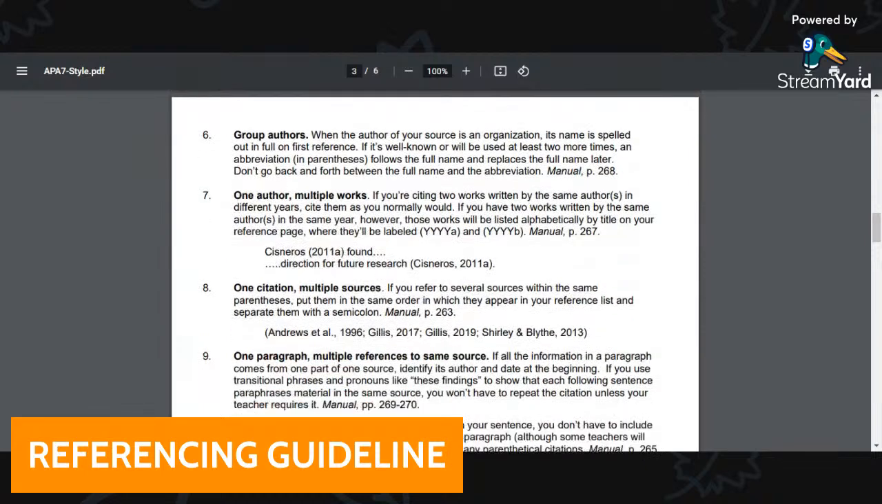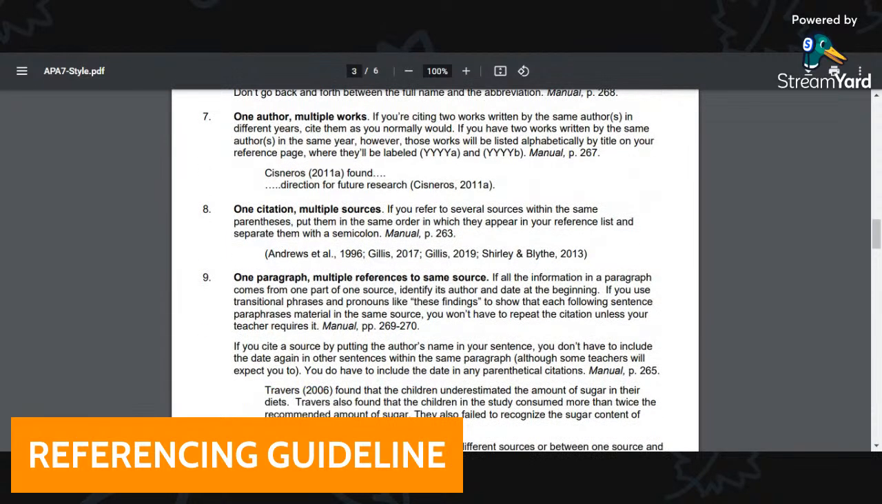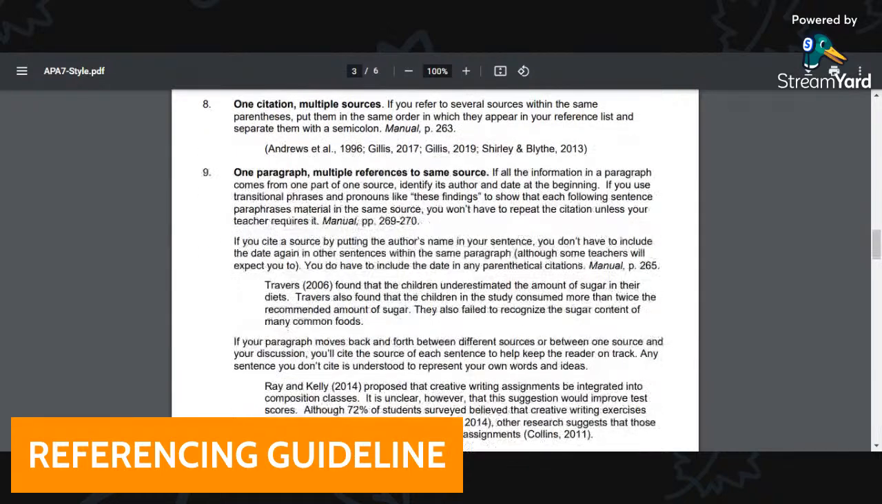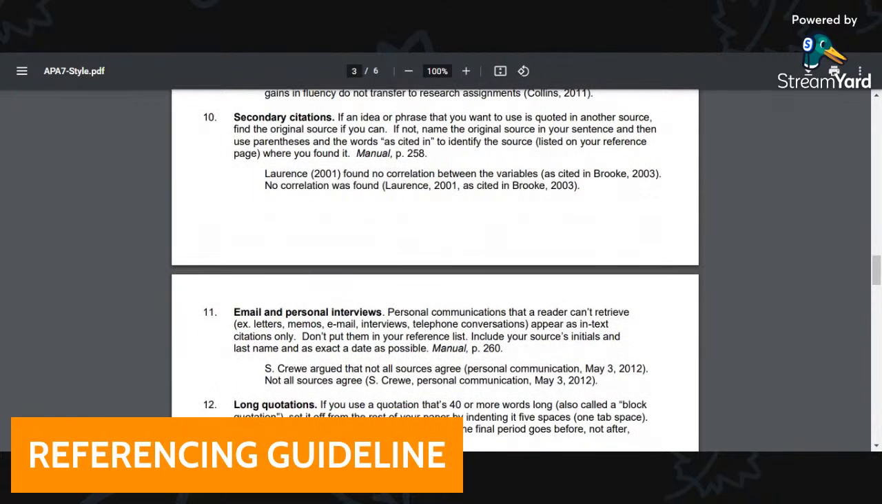If you refer to several sources within the same parentheses, put them in the same order in which they appear in your reference list and separate them with a semicolon. Example is here, one paragraph. Another is secondary citation, how we have to provide the secondary citation. You can use it accordingly according to the APA 7th edition manual.